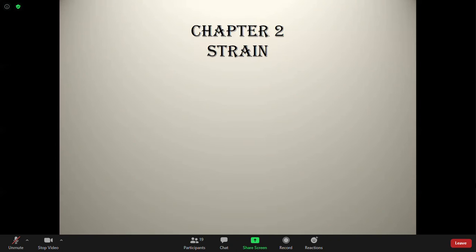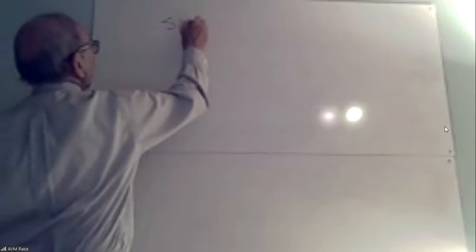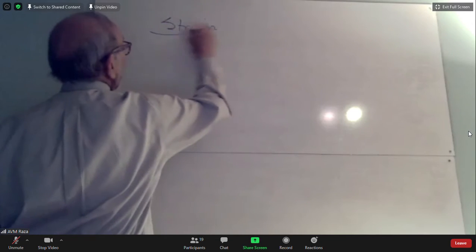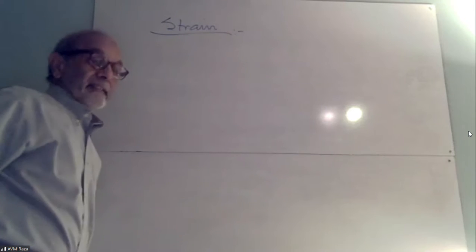Now, similarly, strain also has two types. The first one is called the normal strain, and the second one is called the shear strain. Let me start by giving you the two formulas. So we go with strain, and how do we define strain?